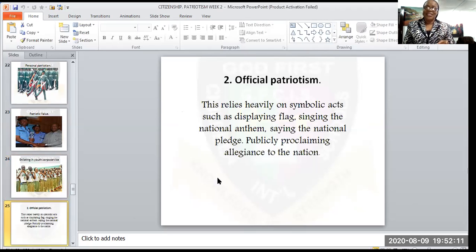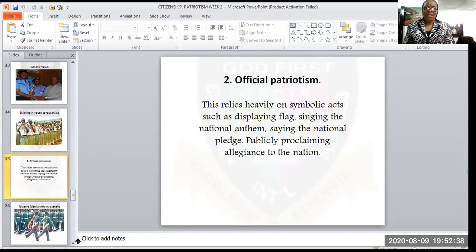Remember we said the first one is personal patriotism. The second one is official patriotism. So the official patriotism acts are symbolic. There are acts such as displaying the flag, singing the national anthem, saying the national pledge, publicly proclaiming allegiance to the nation. That is to say, official patriotism. That is what we do.